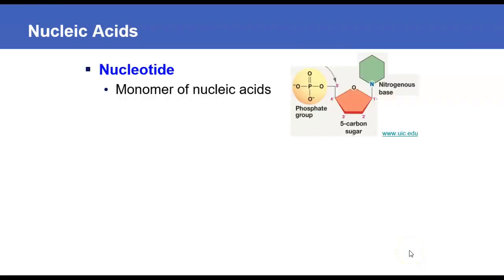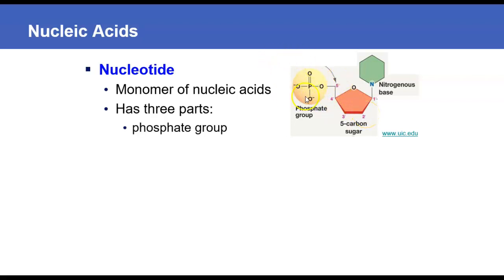So, getting specifically into nucleic acids. Nucleic acids, like proteins and carbohydrates, have a single monomer, and that is the nucleotide. So nucleic acids are made up of nucleotides. You will now be expected to recognize what a monomer of nucleic acid looks like. It's got 3 key parts.